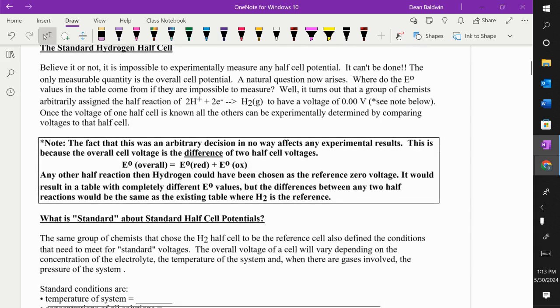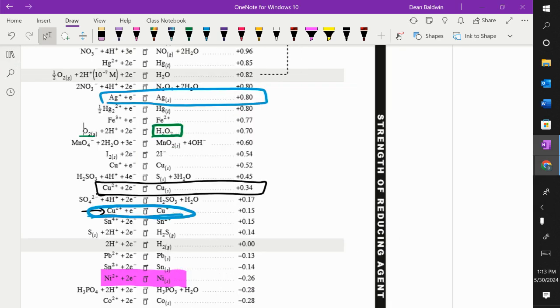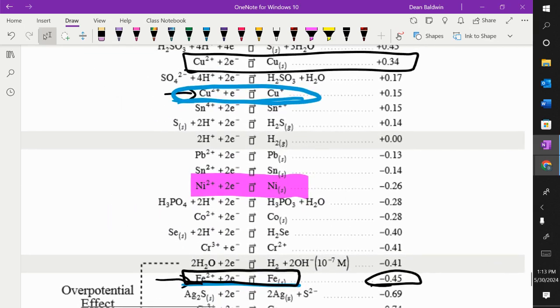So, standard hydrogen half cell. If we look at our table, right in the center there, they designated that the 0 voltage half cell. That is completely random. They just decided that. They said this is going to be the 0, and then all of these things are just measurements of differences in reactions. They could have said that we want the tin 4 to be the 0, and then everything will be based off of that. It's just an arbitrary point.